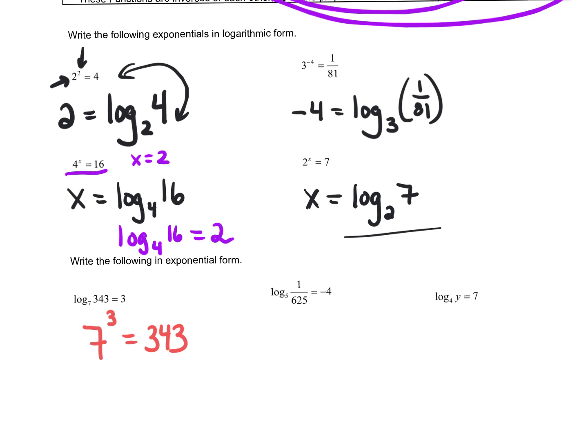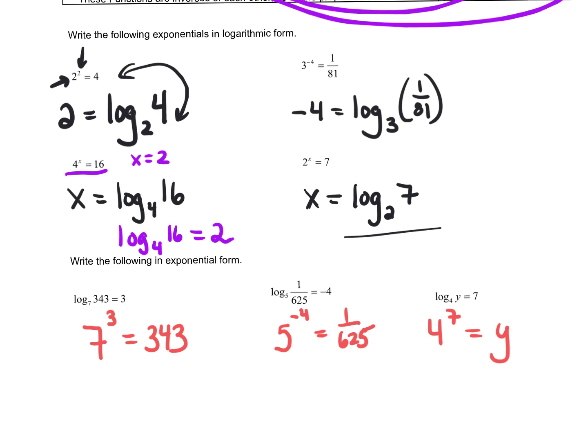Same idea for the next one. We have log base 5 of 1/625. So it's base to the exponent. The exponent's always what a log equals. All right, finally, same thing for the last one. We have 4 to the 7th. It's the base to the exponent, always what a log equals, y.